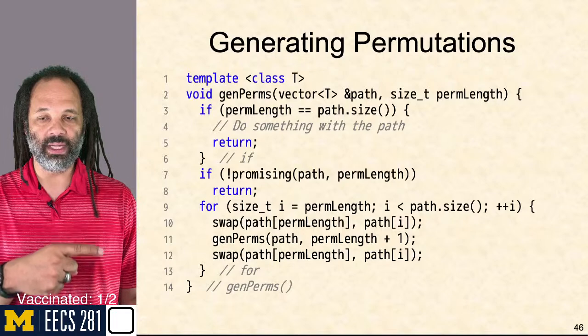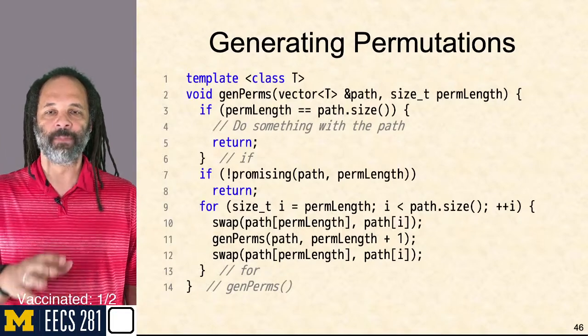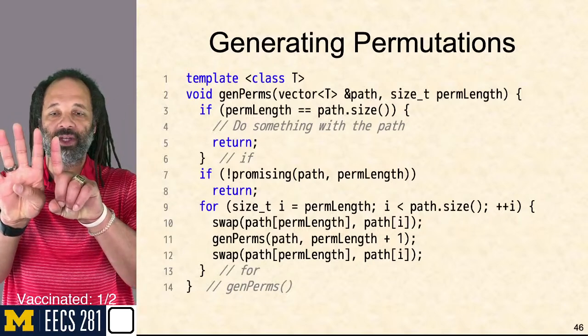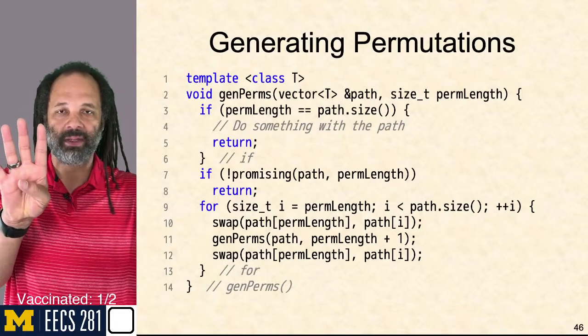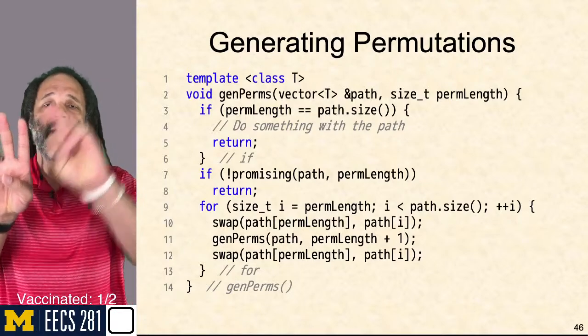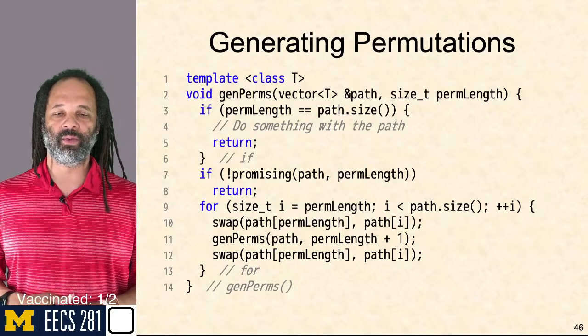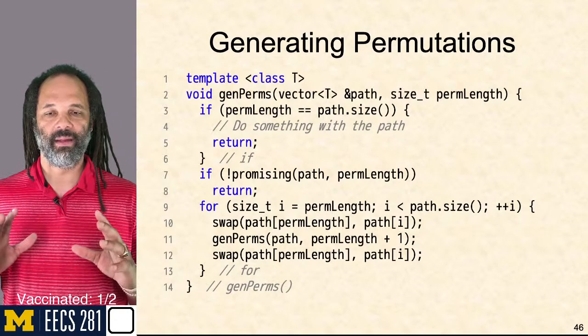So you see here, line 10 and line 12 are the exact same line that says swap something new into this 5th position, and then swap it back to where it belongs. Then swap something else new into this 5th position, swap it back where it belongs. Swap something new, swap it back. That's how GenPerms works. It's complicated, but you need to understand it.